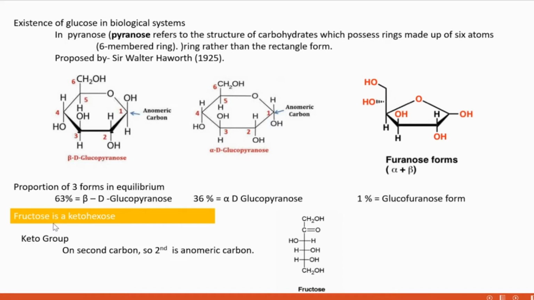Then fructose is a ketohexose, which we are going to see now. Fructose is a ketohexose, a ketose. That means the functional group is a keto group instead of a CHO group, an aldehyde group. That keto group is attached to the second carbon. So here the second carbon is the anomeric carbon. This is the structure of fructose.